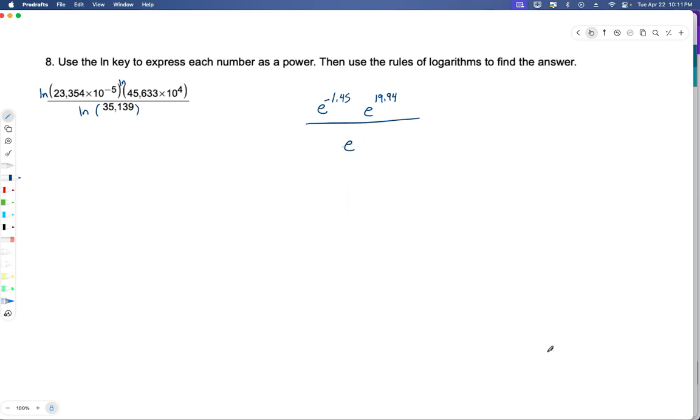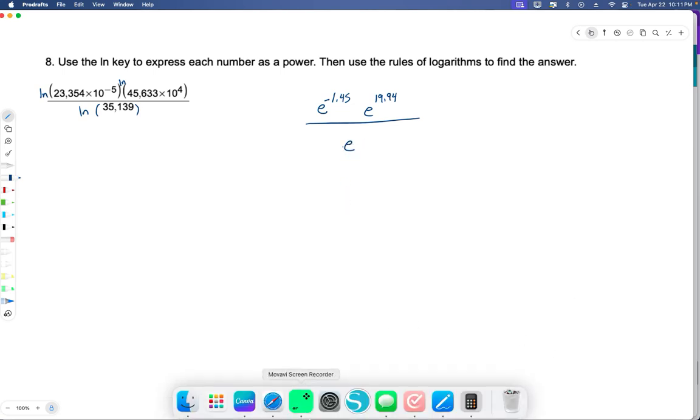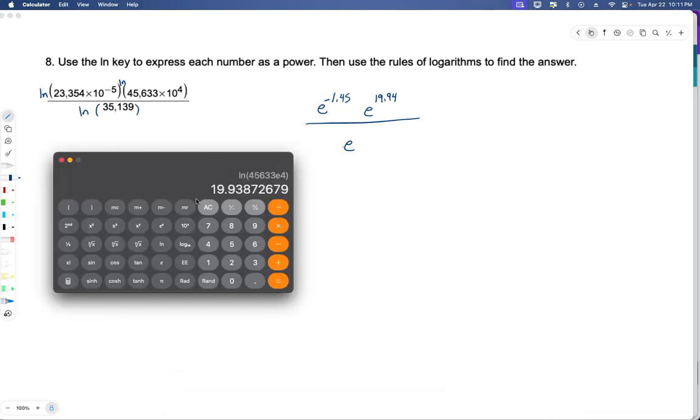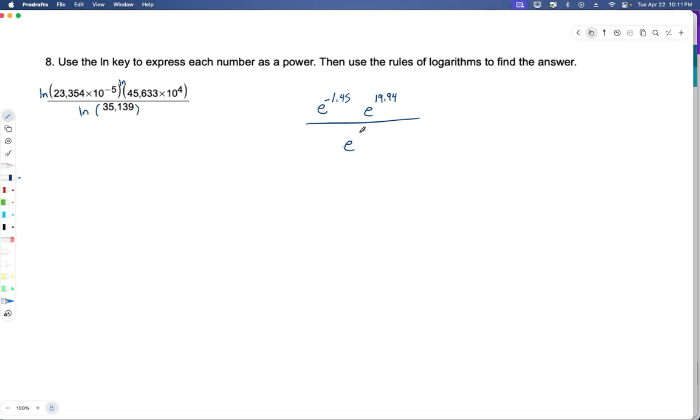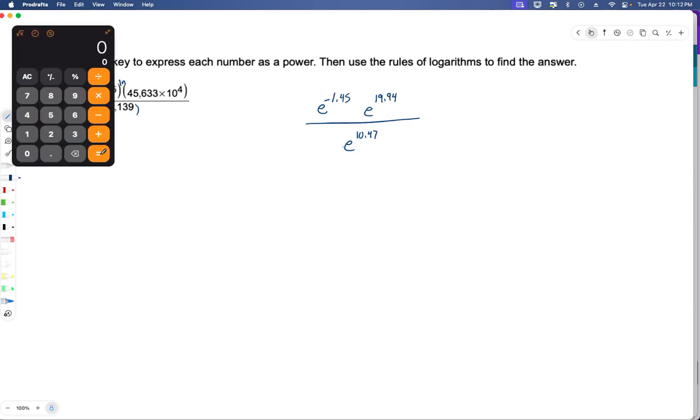I'm going to use the ln key. So let me pull up my calculator. ln 35139, close parenthesis, equals 10.46 with a 7, so we're going to round that to 10.47. So 10.47. So all I'm going to do is add these together, and I can do that on this calculator.